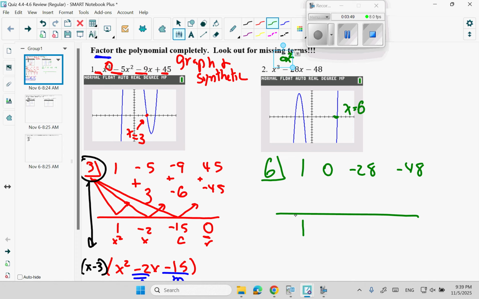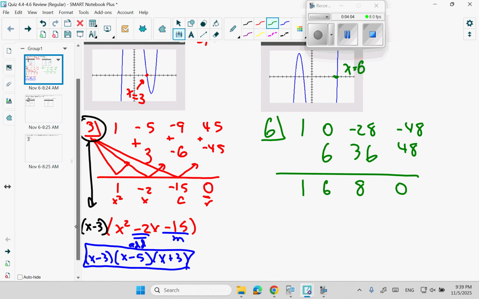Drop the 1. 6 times 1 is 6. 0 plus 6 is 6. 6 times 6 is 36. -28 plus 36 is +8. 6 times 8 is 48. Done with that. X squared plus 6x plus 8.